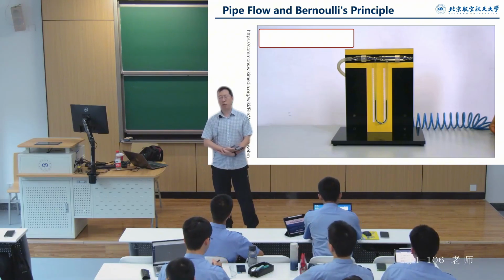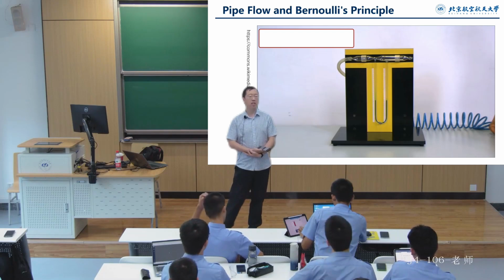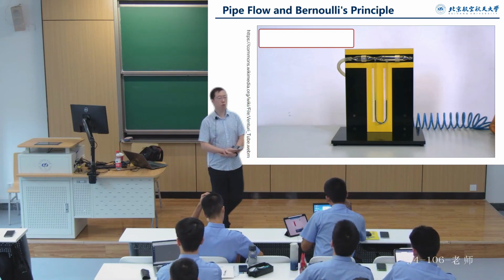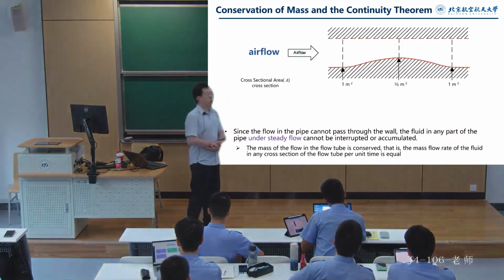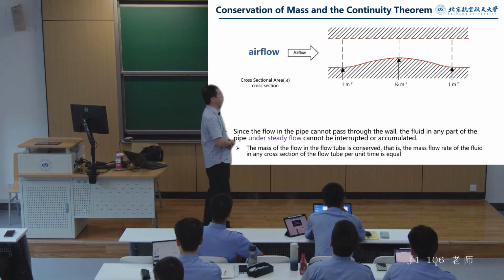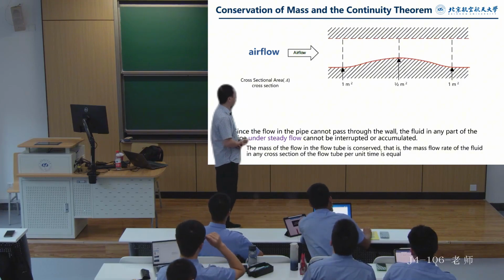Why do we always observe this phenomenon in the experiment? This is due to the Bernoulli's principle that we are about to introduce. Before we delve into the specifics of Bernoulli's principle, we need to discuss the foundation of Bernoulli's principle. What is that? It is the conservation of mass and the continuity equation.